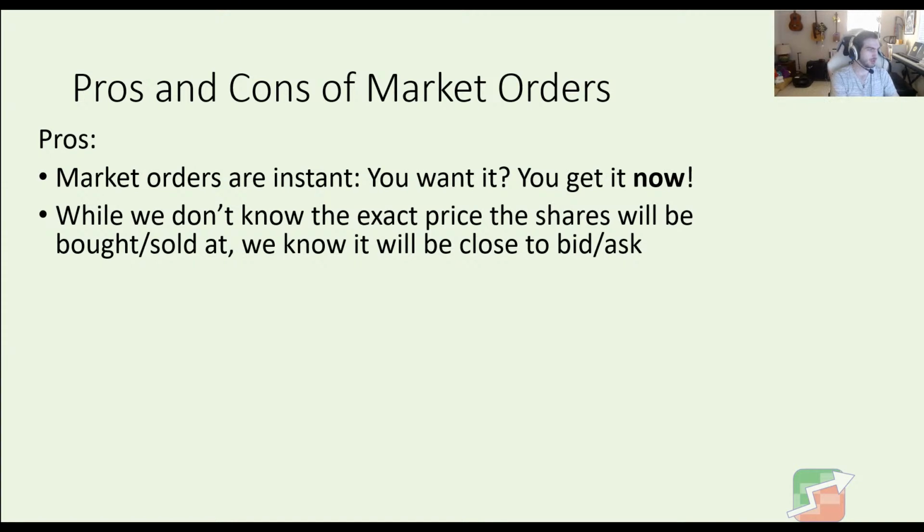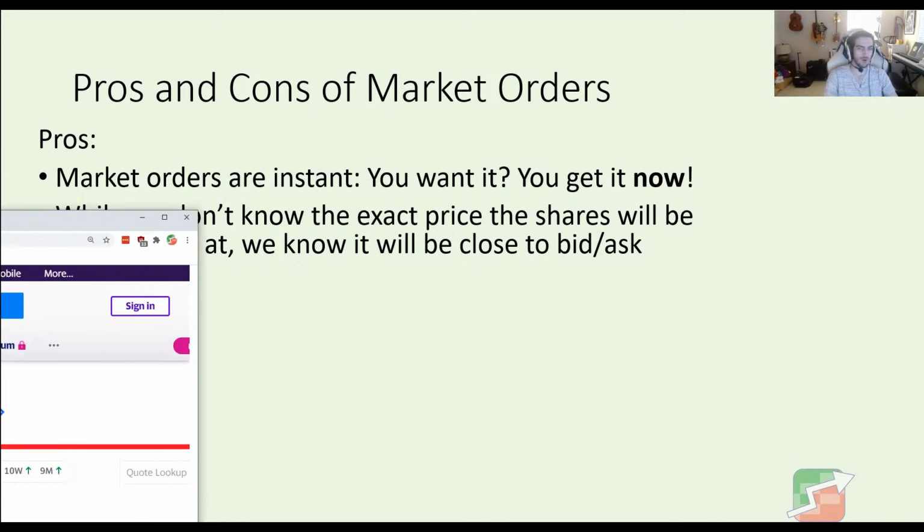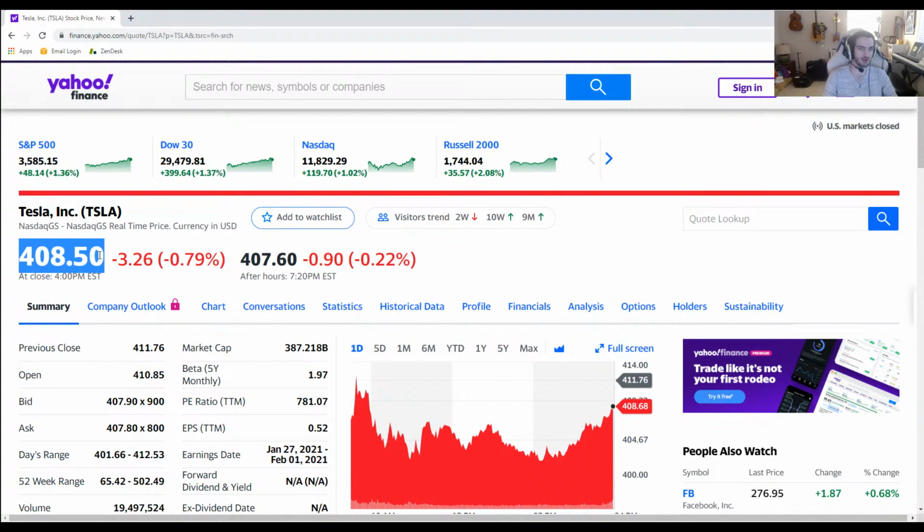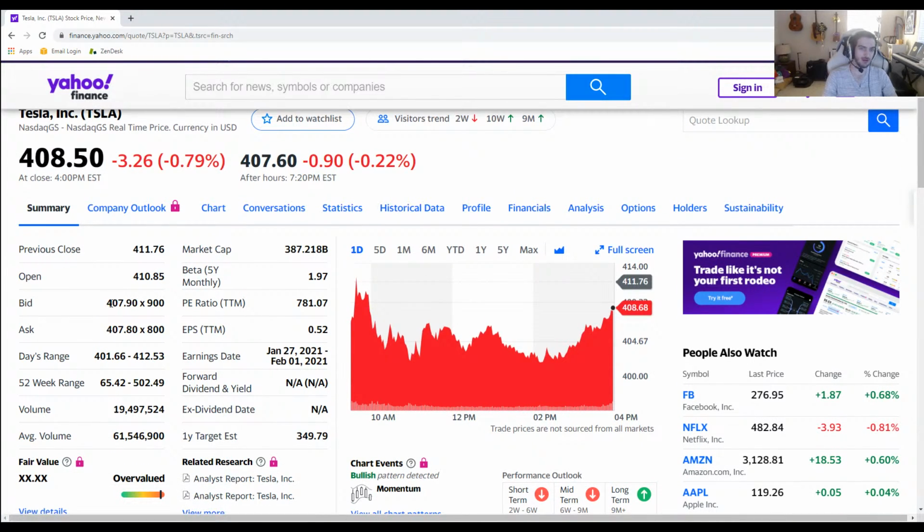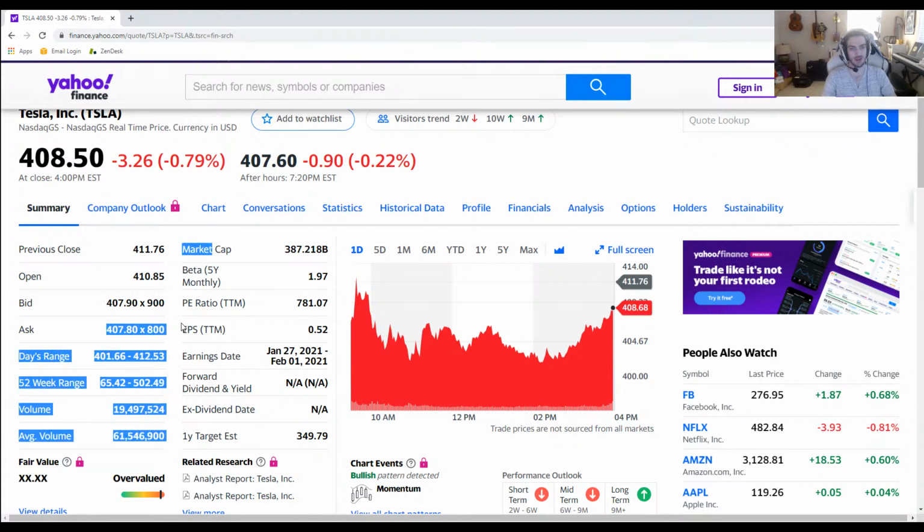Really quickly, I'm just going to pull up Yahoo Finance, but you can use any major website to see this. So here we see the last traded price. So the last time someone bought or sold Tesla, this is what it was bought and sold at. And here we have the bid and the ask prices. So the bid is, there's an offer in right now for 900 shares of Tesla at $407.90. There's also an ask for 800 shares of Tesla at $407.80. So if you're looking to buy or sell Tesla right now at market prices, this is the offer that you would buy or sell at.